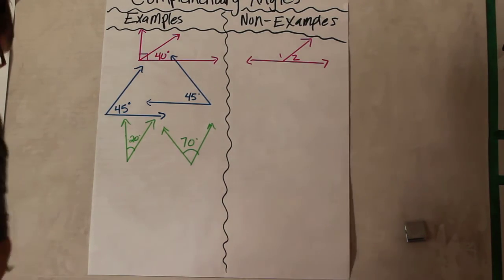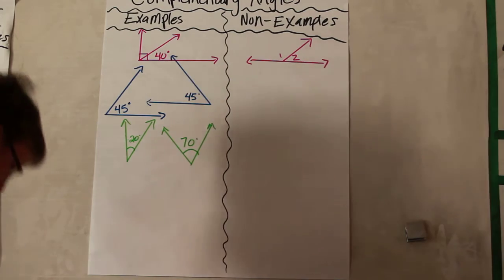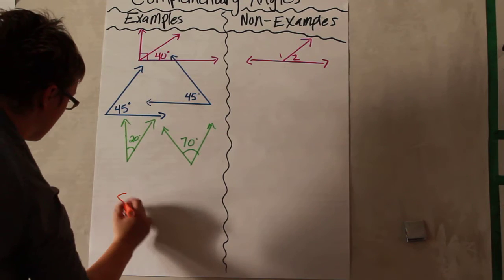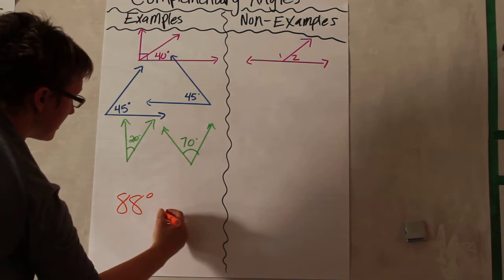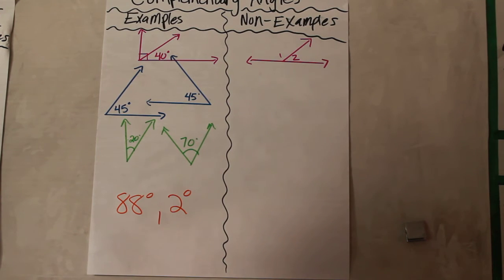You could also just see it in a normal number form. One example would be if we did an 88-degree angle and a 2-degree angle. Now the 2-degree angle is very small, but the two angles added together equal 90 degrees, so it does work.